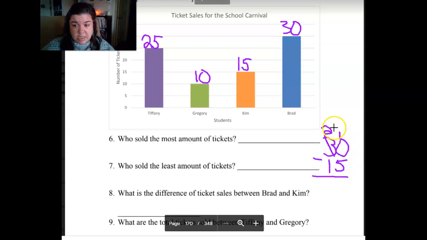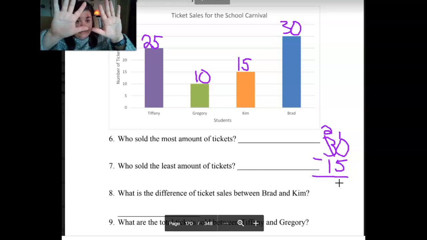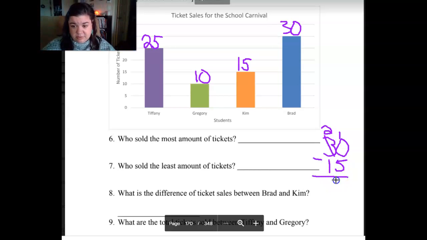See that number? We make it 10 minus 5. 10. I take away 5. How many do I have left? 5. Yep. Don't need to draw any tally marks or anything. I just know I can use my fingers if I need to. Now we have 2 minus 1. 2. I take away 1. It's 1. So what was the difference between them? 15. Brad sold 15 more tickets than Kim did.